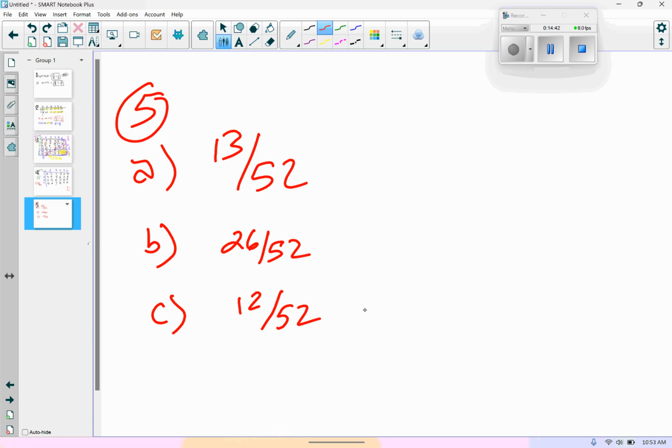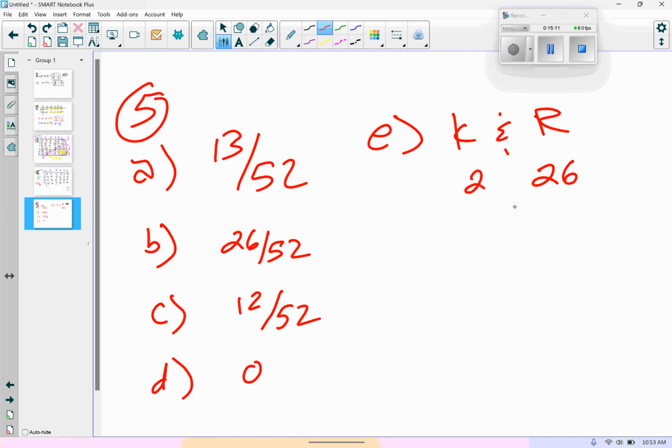Probability of getting a king and a queen. Nope, that's not going to happen. 0, okay? Because there's no card that's a king and a queen. But then, a king and a red. Okay, so there's 26 red cards, right? There's 4 kings, but 2 of those kings happen to be red. So don't double count them. So we're going to add those, so I get 28 out of 52.